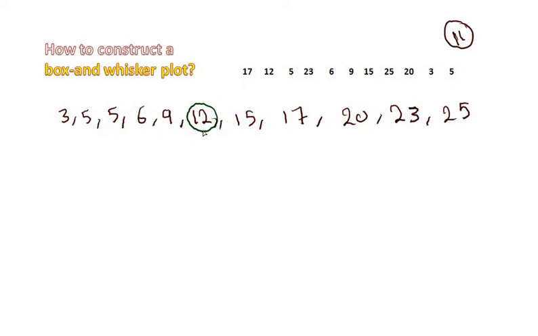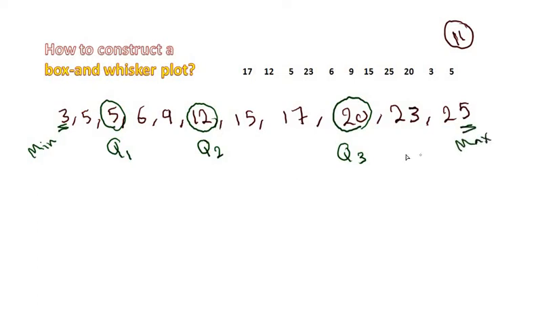Now, 12 divides the set into two equal parts. We have one part to the left and one part to the right. For this part, we will find the median. If we cancel out one value from each side, we get 5. This is Q1 and the median here is Q2. If we find the median of these values, it is 20 because this is the value in the middle. So this is Q3. The minimum value is 3 and the maximum value is 25.